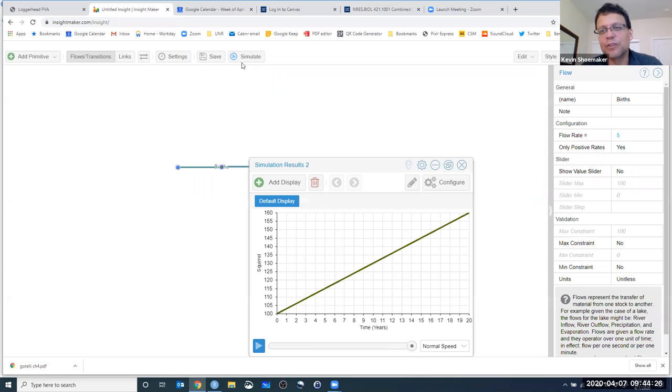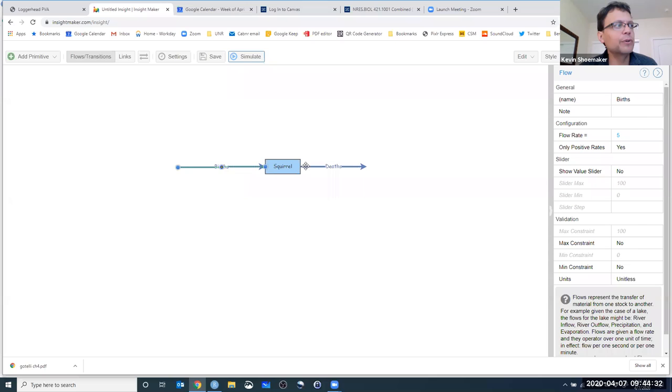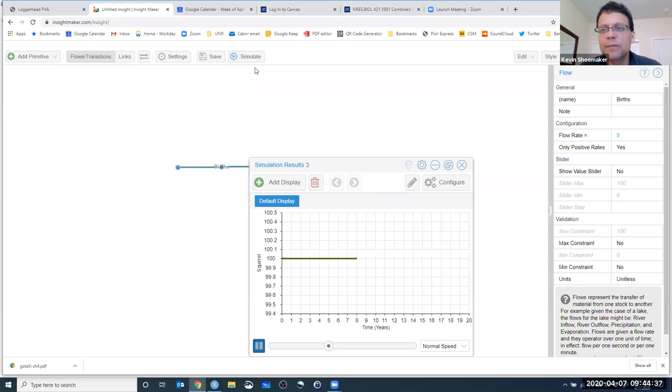So that's really basic stock flow modeling. If the inputs are equal to the outputs, if I make this 5, then we get an equilibrium condition. This is a condition where the inflow is equal to the outflow, and there is no actual change in the value of the stock. All right.